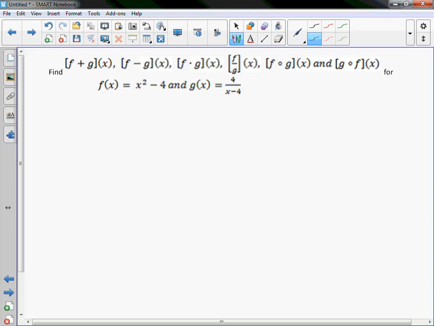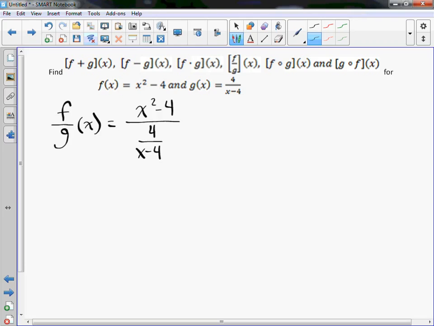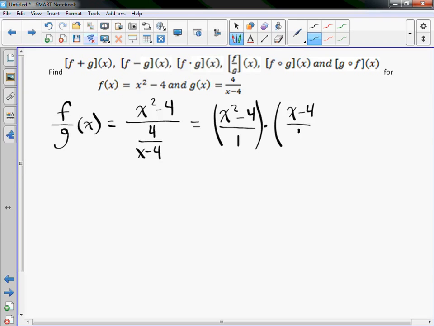Okay, f divided by g of x. Now we take f, and we're going to divide it, and this is going to look weird because I'm going to write a fraction in the denominator of a fraction. Okay, when you divide by a fraction, an easy way to do this is to take the numerator and rewrite it, and I'm actually going to turn it into a fraction. Then I'm going to multiply it by the reciprocal of the denominator. So the reciprocal, or the multiplicative inverse of the denominator, which is x minus 4 over 4.